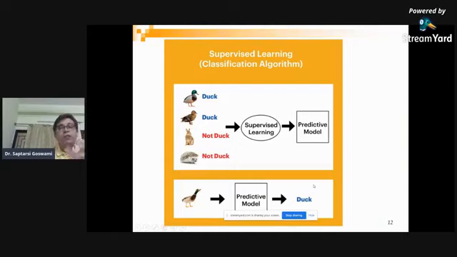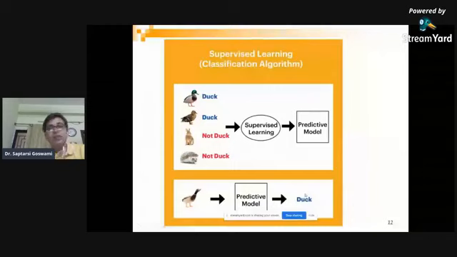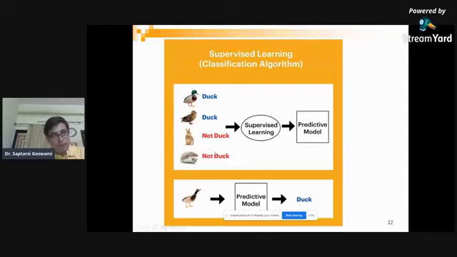Also, it needs label data. And please understand that there is a fixed set of categories. So you have duck and not duck. So if you suddenly give an ostrich and you expect that your model will give the output as an ostrich, that will not happen. Okay, so it's no magic. Whatever categories you are giving as labels, this algorithm will classify them to either of these two categories. All right.